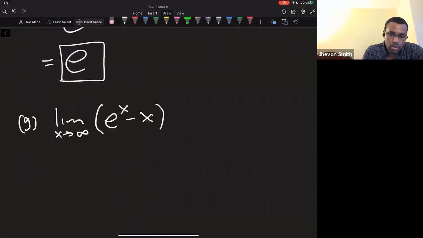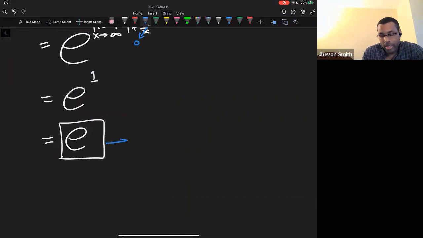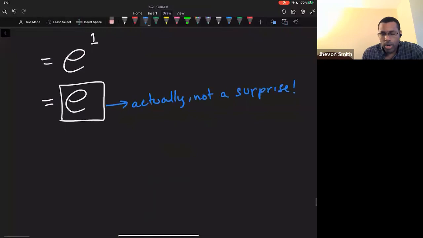And this is another one, actually not a surprise. I don't know if you would see it right away, but the limit as x approaches infinity of 1 plus 1 over x to the x is one of the definitions of e.